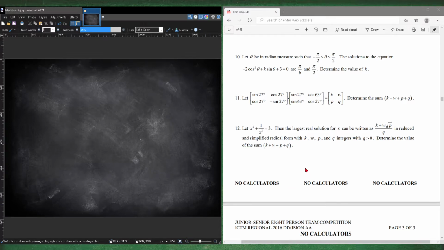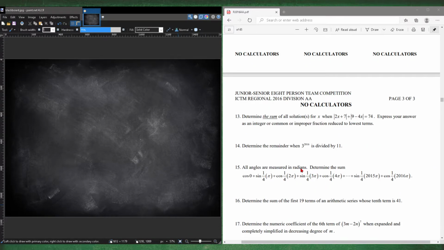Okay, now number 14. Determine the remainder when 3 to the power of 2016 is divided by 11. Well, you just need to recognize the pattern. So let's say 3 to the power 1 divided by 11. Well, that's just 3. Now 3 to the power 2 divided by 11, that's 9 divided by 11, so that's just 9. 3 to the power 3 divided by 11, that's 27. 27 divided by 11, 11 makes 22, so that means it has a remainder of 5.